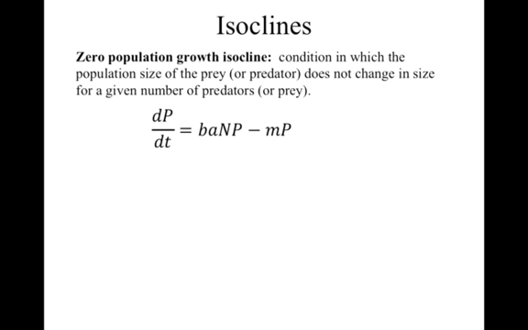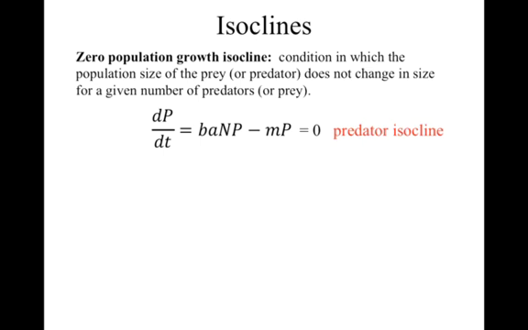Now let's take a look at the predator isocline. And again, you've got to keep it straight. To know the predator isocline, I want to set the predator equation equal to 0. Again, because I'm looking for that point where the rate of change of the predator population through time is constant, right? The predator isocline is the condition where the population size of the predator does not change for a particular size of prey. What does this mean?